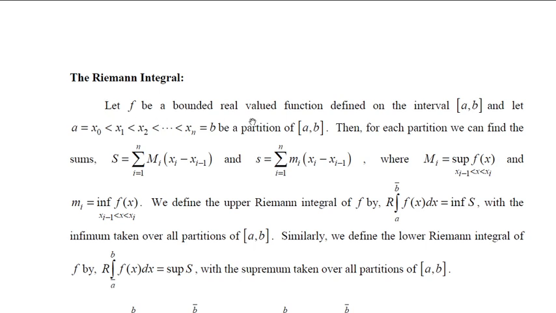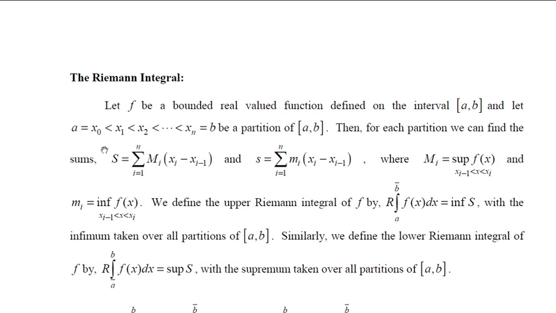Suppose f is a bounded real valued function defined on the closed interval [a, b], and consider a partition of the closed interval [a, b] into n parts, that is x0, x1, etc. up to xn. Now for each partition we know that we can find S, which is summation i from 1 to n of Mi into (xi minus xi-1), where this is the length of the interval and Mi is the supremum of f(x) in the ith interval.